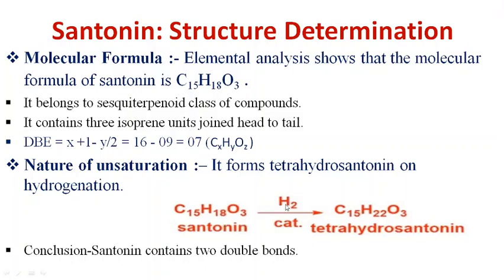Santonin is subjected to hydrogenation using a catalyst, and it forms tetrahydrosantonin. As you can see, the difference in the molecular formula is in hydrogen atoms, 18 and 22. This means 4 hydrogen atoms, or 2 molecules of hydrogen consumed, and we reach the conclusion that it contains 2 double bonds, as 2 molecules of hydrogen are consumed.